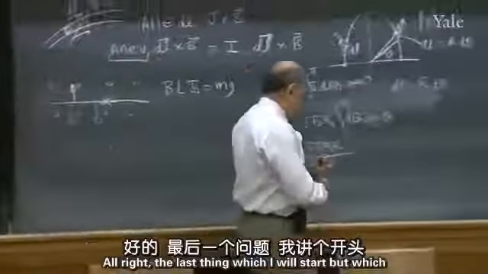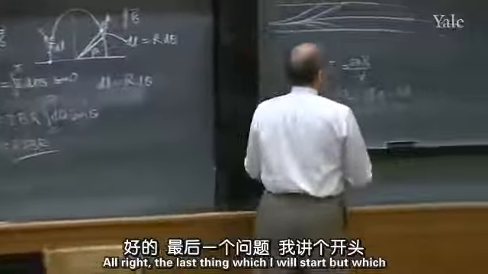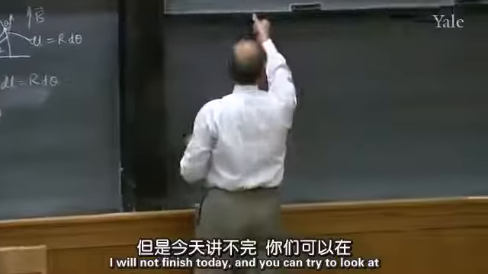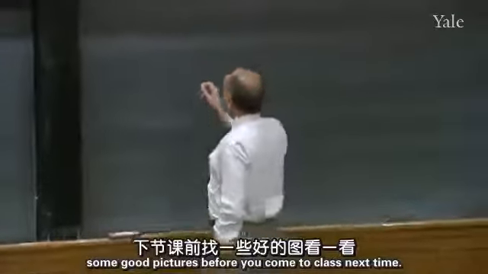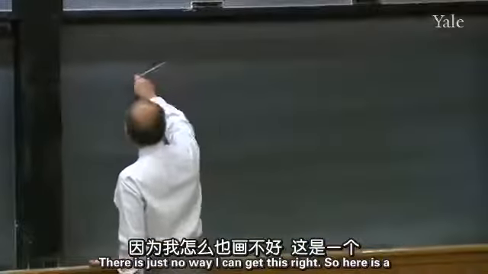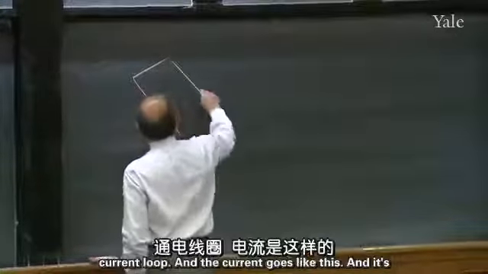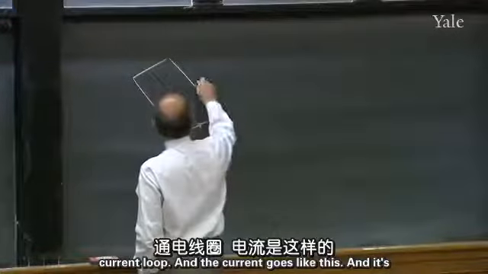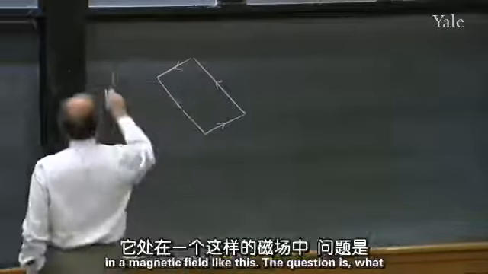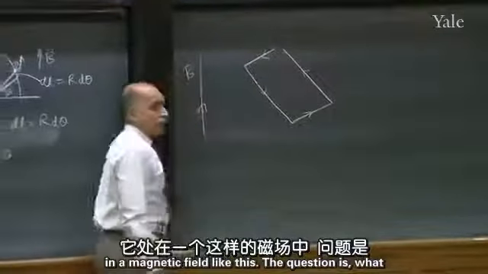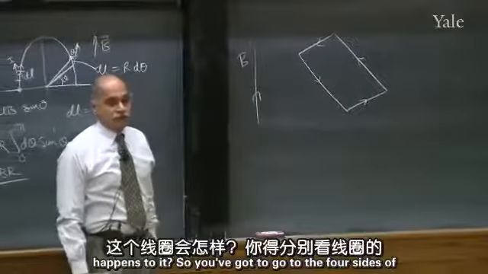All right, the last thing, which I will start but will not finish today, and you can try to look at some good pictures before you come to class next time. There is just no way I can get this right. So here is a current loop, and the current goes like this. It's in a magnetic field like this. The question is, what happens to it?